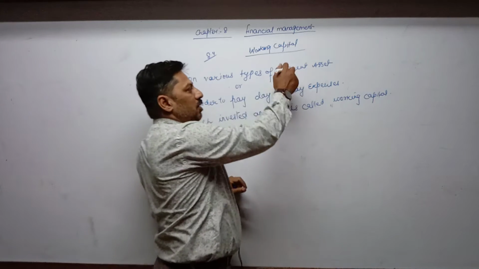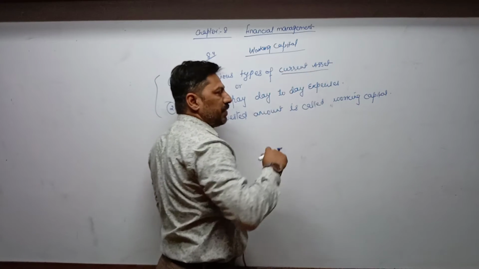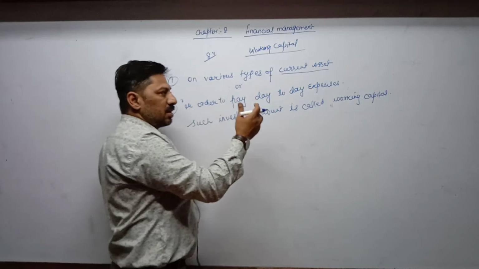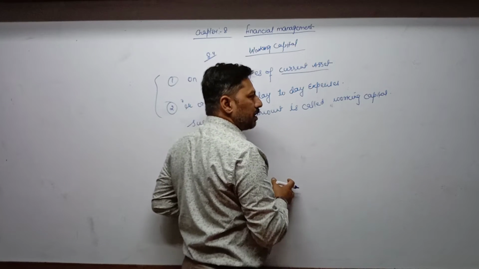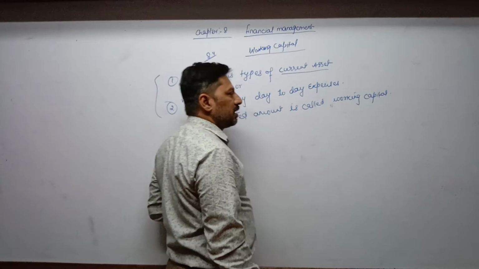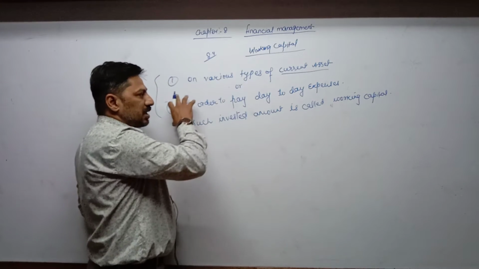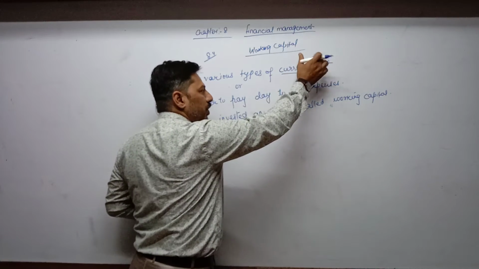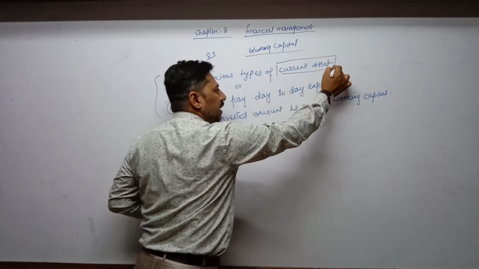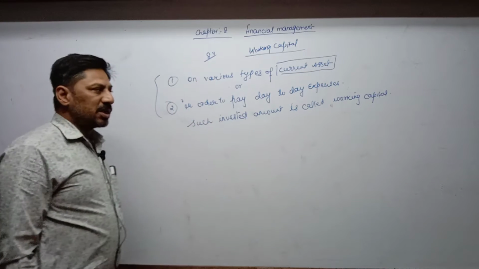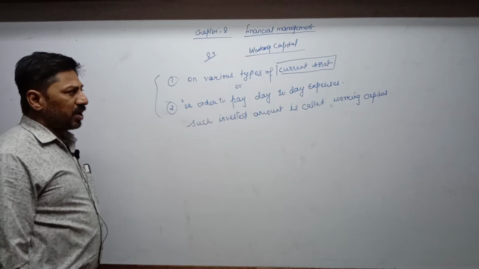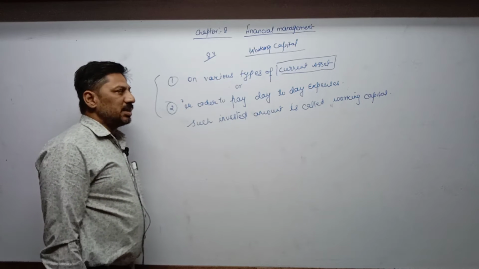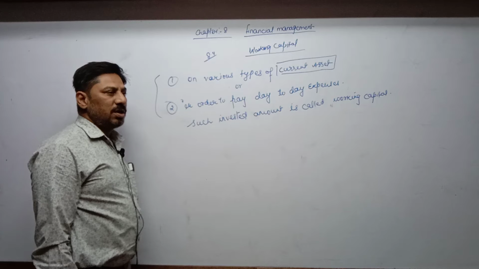purchasing of raw material is an example of current assets. If you are selling goods on credit basis, it becomes a debtor, a current asset, we all know. Bill receivable is also a current asset. What is the nature or definition of current asset? Current assets are those assets which can be converted into cash quickly.